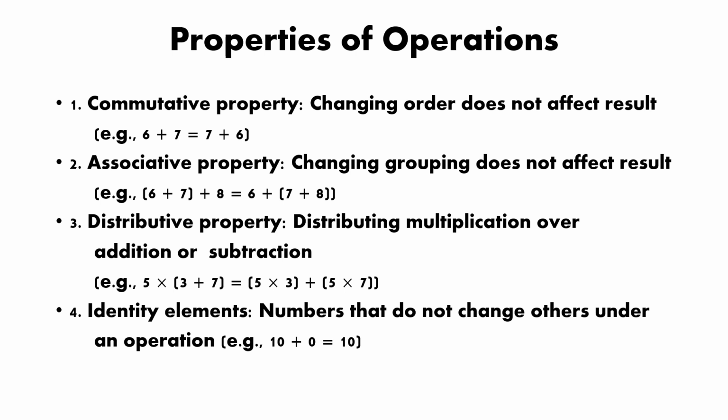Distributive property means distributing the multiplication over addition or subtraction. Now, for example, this works for multiplication because take 5 times 3 plus 7 in brackets. You can also write it as 5 times 3 plus 5 times 7 because the multiplication can distribute itself to the 3 and the 7. Now, identity elements are numbers that do not change others under an operation. For example, 10 plus 0 still gives us 10. 5 times 1 still gives us 5.